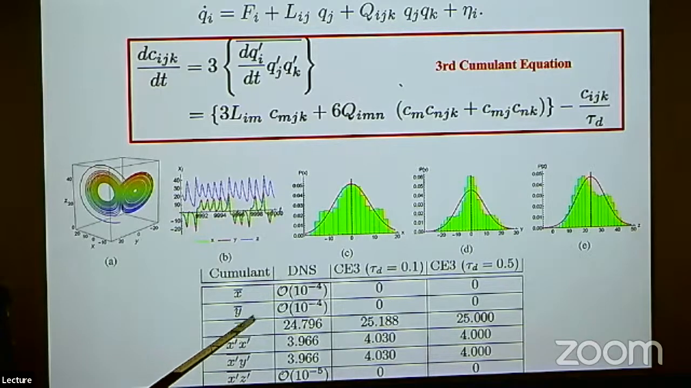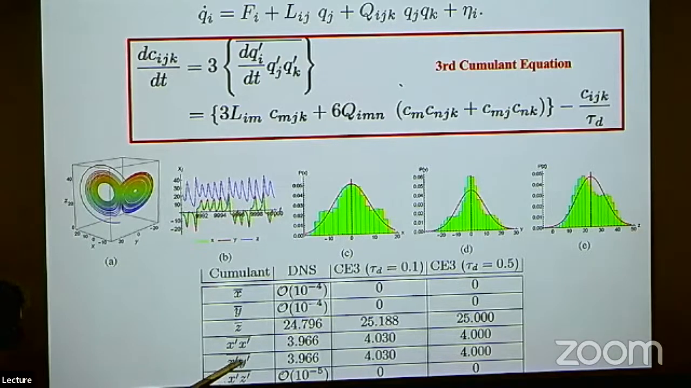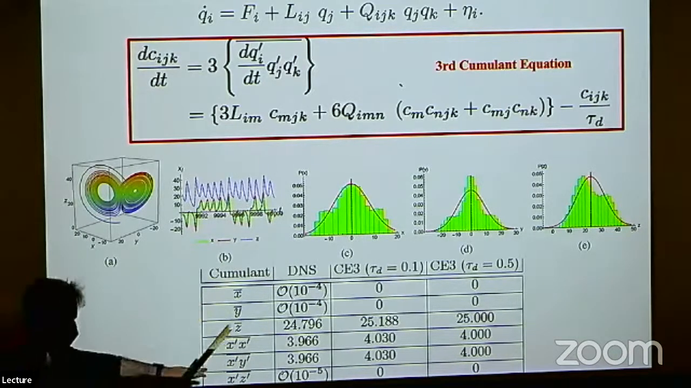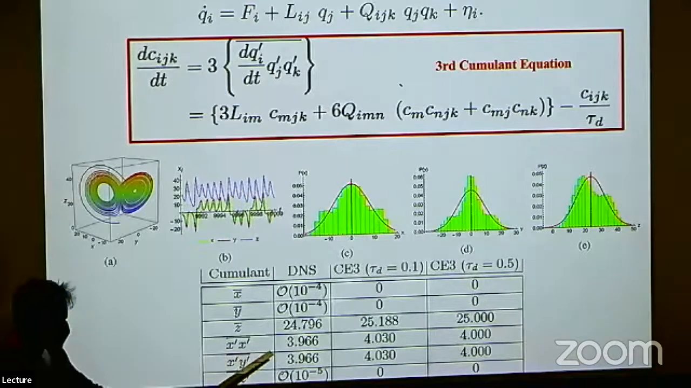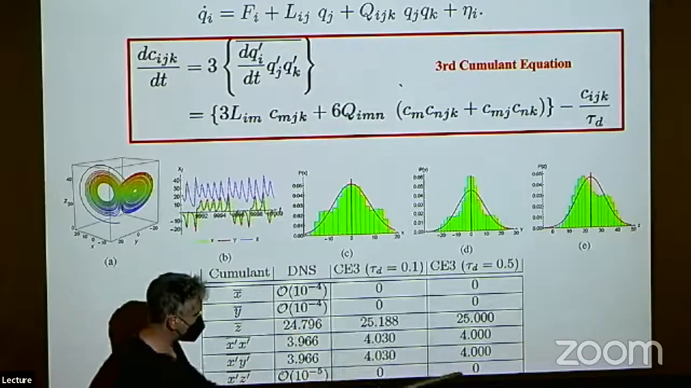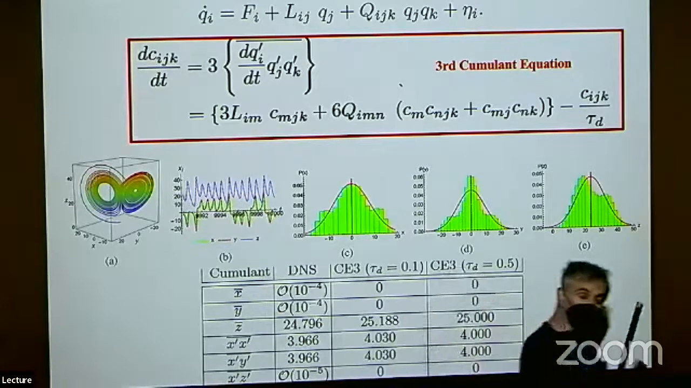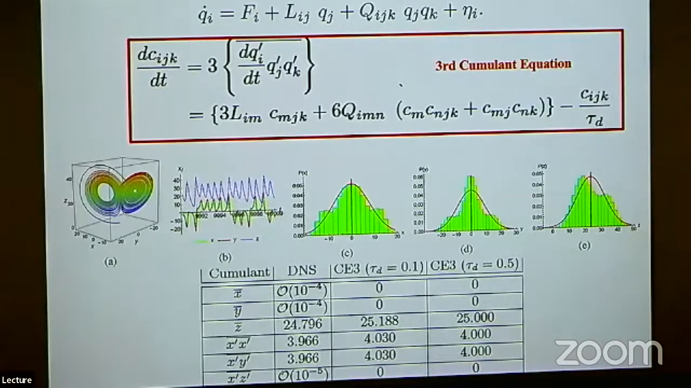Okay, so let's do a non-trivial one, which isn't 0. Let's do this one. This is even harder to get. This is the 2-point correlation function, or covariance matrix, between X prime and Y prime, averaged. And you can see DNS is about 4, and these guys are not too bad in terms of predicting this. Okay, so that's all for ordinary differential equations, just to give you a feel.